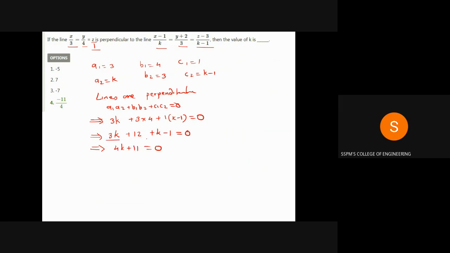So 3k plus k is equal to 4k, and 12 minus 1 is plus 11. 4k plus 11 is equal to 0, which means that 4k is equal to minus 11. That is, k is equal to minus 11 divided by 4. That will be the correct option. We have to find the value of k, so the value of k is minus 11 divided by 4. Next question.